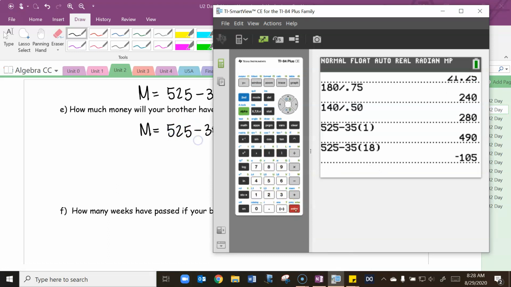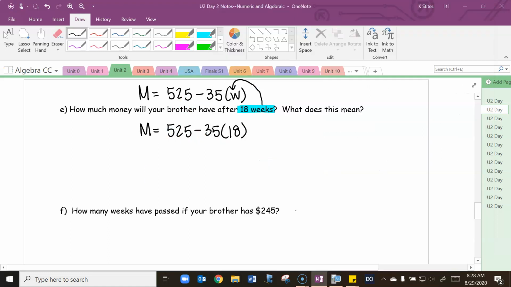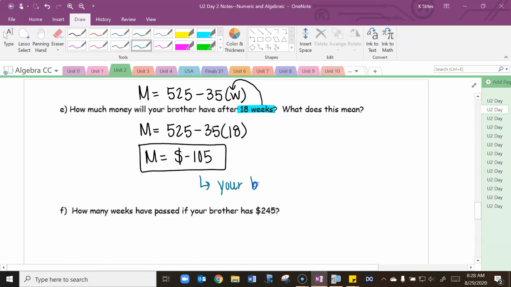like so, and uh-oh, we get a negative number. That is bad news. What does that mean? Well, unfortunately, it means your brother is in debt. Okay, it means he owes $105. He has run out of money. Okay, so he's got some debt he's dealing with now.